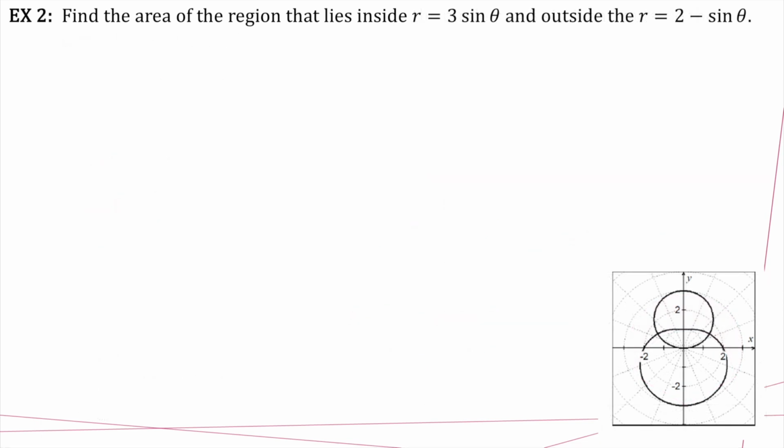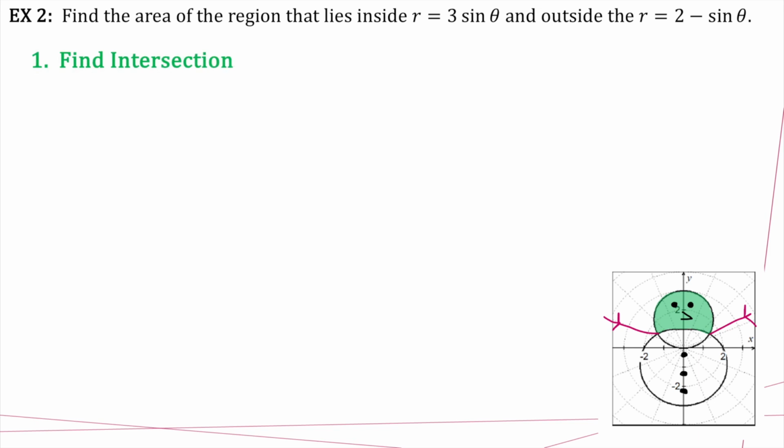Example 2, find the area of the region that lies inside 3 sine theta and outside 2 minus sine theta. That's the one below there. So what region would that be? Right there? It just looks like a snowman to me.